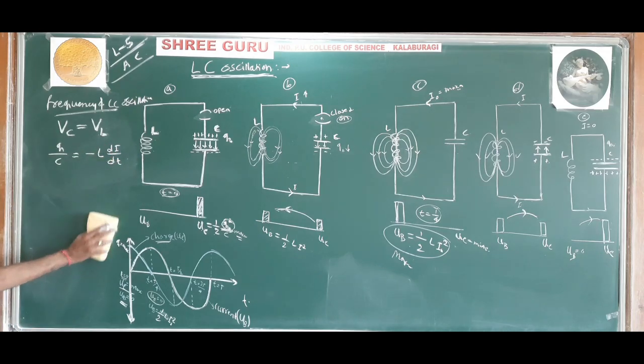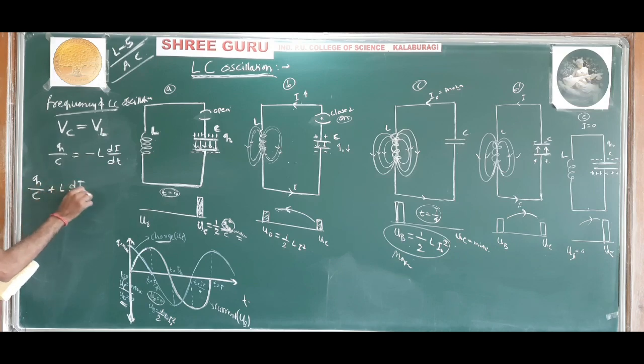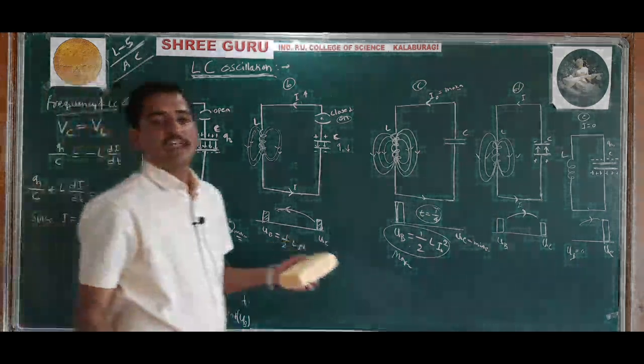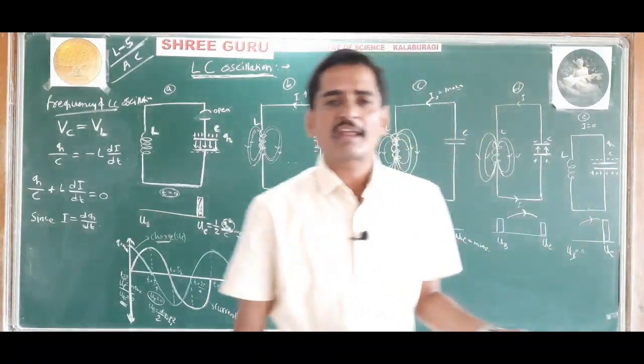So therefore, you can write this as Q by C plus L di by dt is equal to 0. And since we know that I is equal to dq by dt, that is, current I is the rate of change of electric charge.